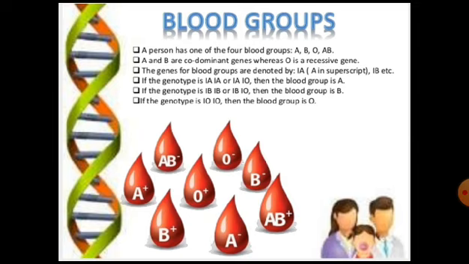If the genotype is IB IB or IB IO, then the blood group is B. As in the first case, both the genes are dominant, that is B, and in the second one, one is dominant and one is recessive. The effect of the recessive gene will be masked by the dominant gene, so the blood group will be B. If the genotype is IO IO, then the blood group is O, because the genes present are both recessive. When both the recessive genes are present, they will show their effect.